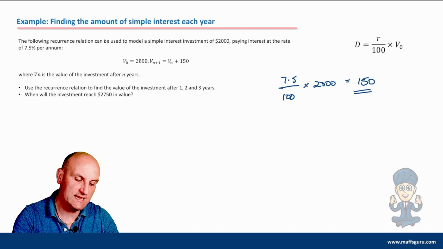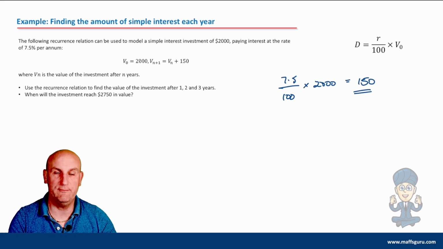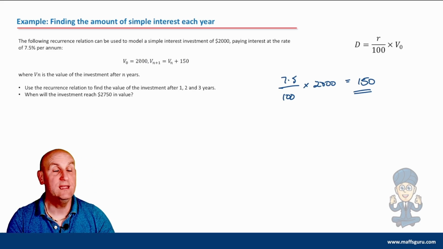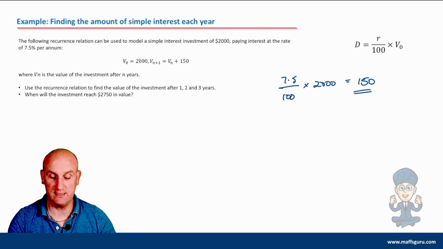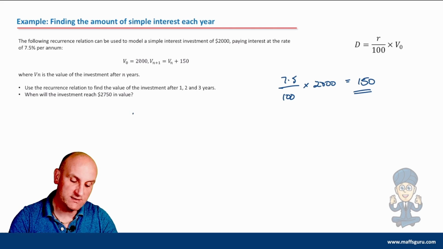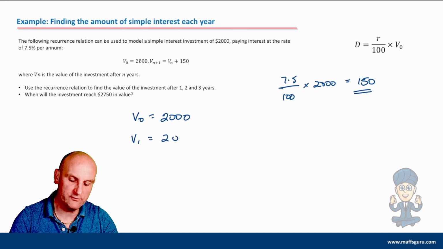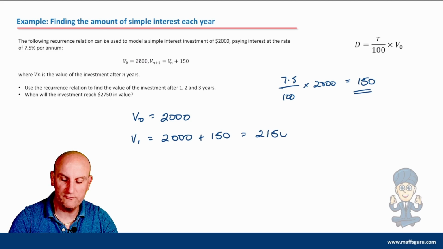Now, here is a big hint for a VCE exam. You have to show your working. It's a 1-mark question, but it will require, in this situation, 4 lines of working. I'm going to show you what I mean by the working. First thing you're going to write down is V0 is $2,000. The next thing you're going to write down is V1 is $2,000 plus 150. Remember, our rule says to get to my next term, take my current term and add 150. So when I do that on my calculator, I get 2,150.